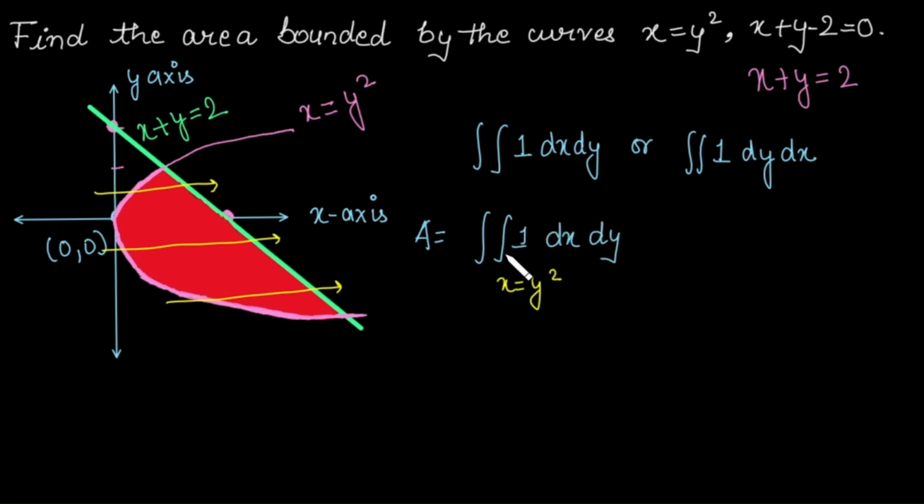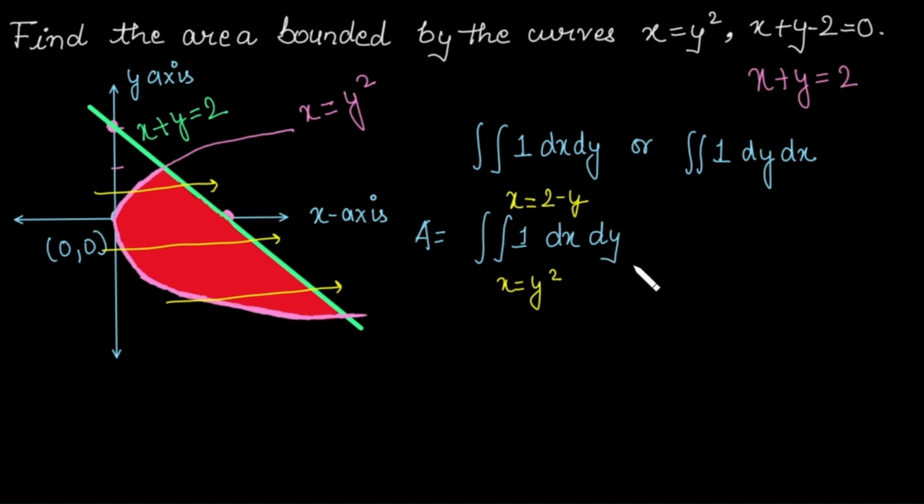For that we need to observe from where this imaginary line exits the region. It exits the region from here, from here, from here. And this is a straight line. This straight line's equation is x plus y is equal to 2. But we need the value of x, and that is equal to 2 minus y. This is how we are taking the limit for x.